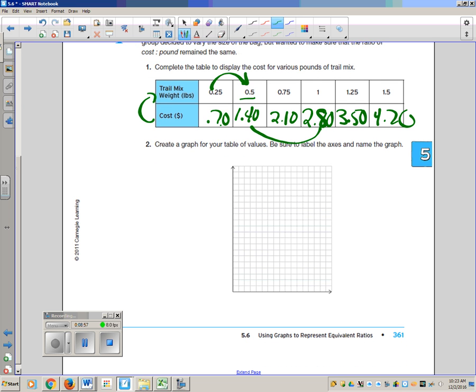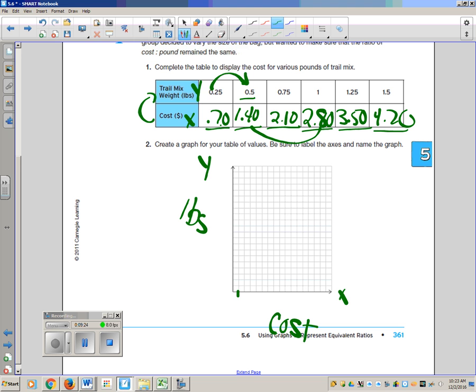Now you're given a blank graph. You need to do the intervals. This is X, this is Y, X is cost, trail mix is pounds, so you need to label your graph. This is pounds, this is cost. You have to decide what your interval is going to be. What are you going to go by? Doesn't make it easy on this graph. Let's go by 25 cents.